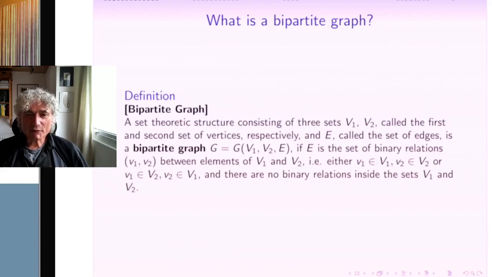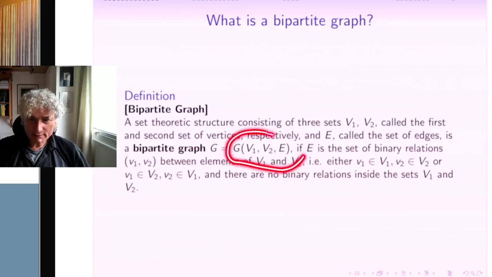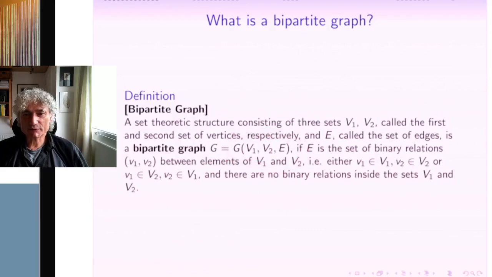So there is no, and that is really important for the definition, there is no binary relation inside the sets V1 and V2. So this is completely separating the two sets V1 and V2, and that is exactly why we have this notation as you can see here. So G of V1, V2 and E.